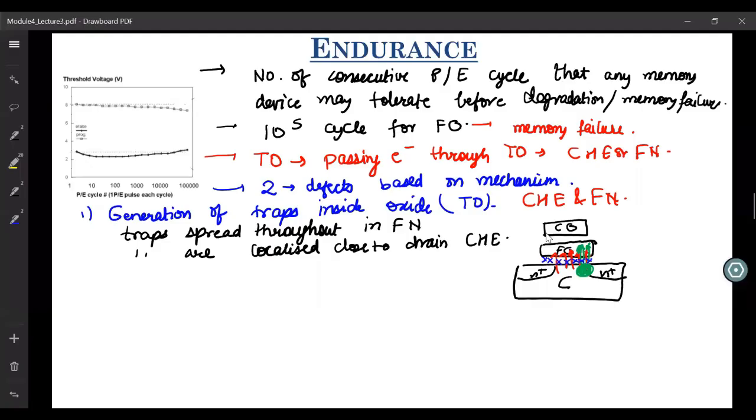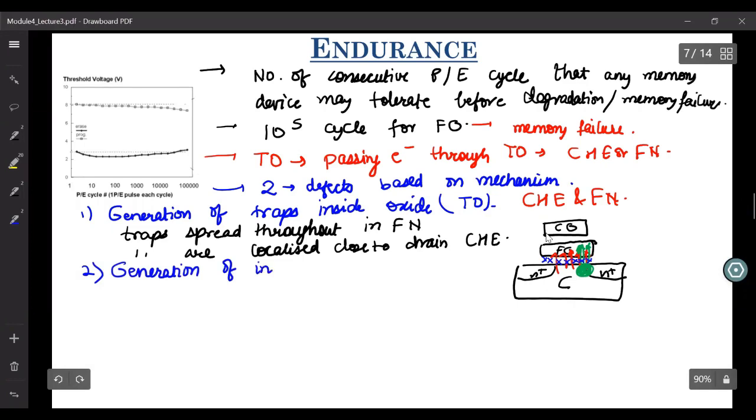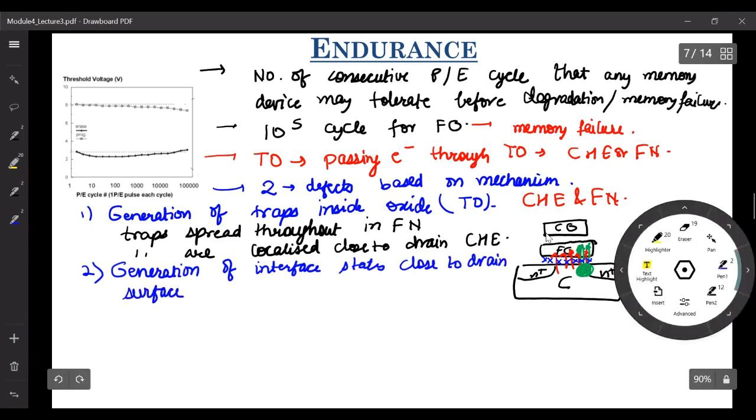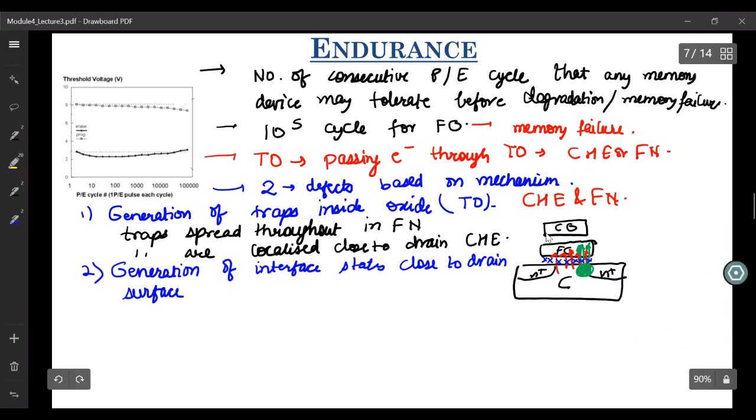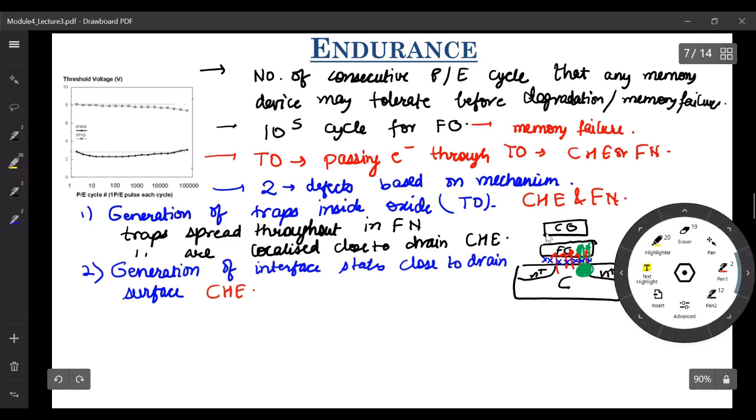So what is the second defect? The second defect is generation of interface states, close to the drain surface. And this happens only for CHE. Since your electrons are moving with very high velocity, there can be a generation of interface states.